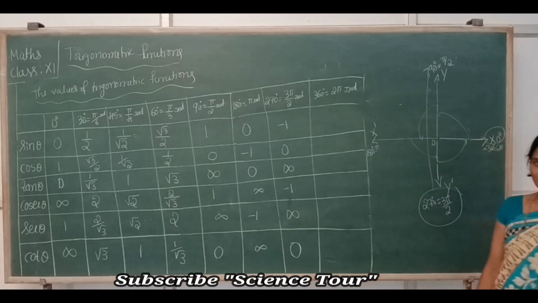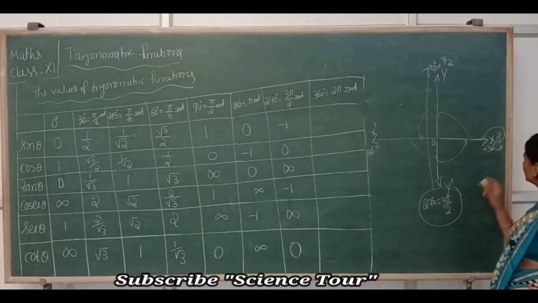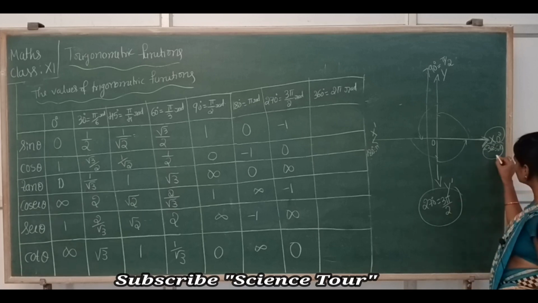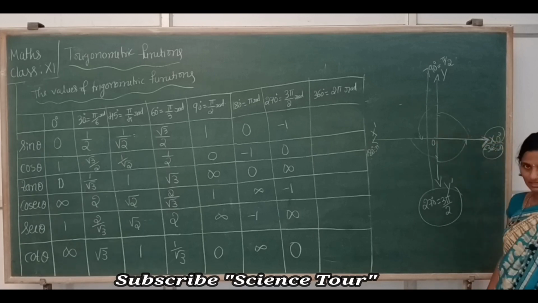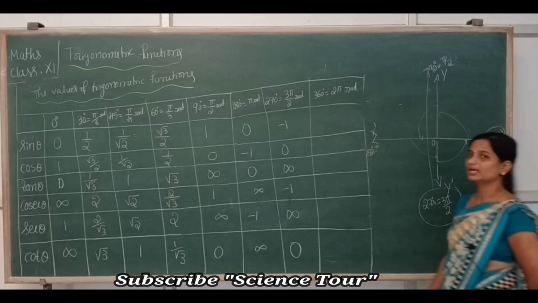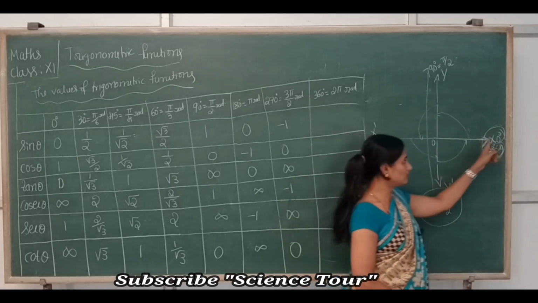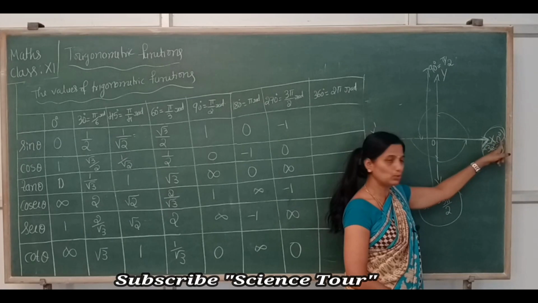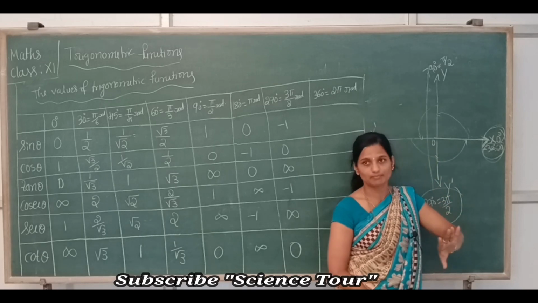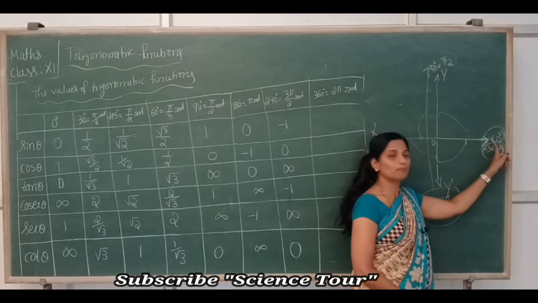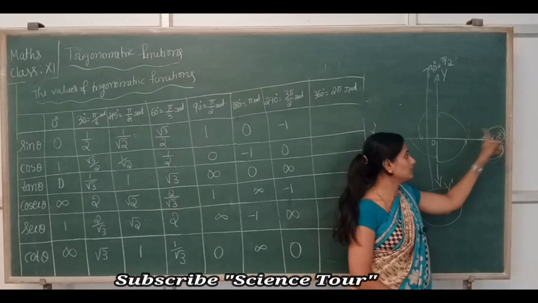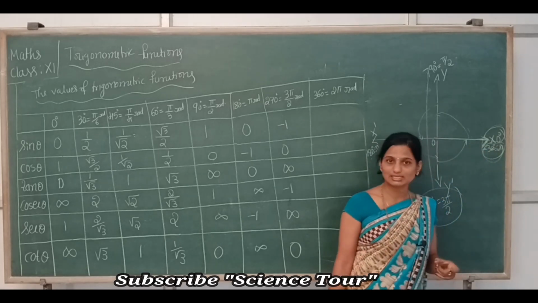Now next, 360 degrees. Now we will search where is that 360 degrees. 360 degrees is on the positive x-axis. Whatever value it takes for 0, the same value it takes for 360 degrees. Whatever trigonometric functions take for 0 degrees, they take for 360 degrees also without changing sign, because 360 is on the positive x-axis. Clear?